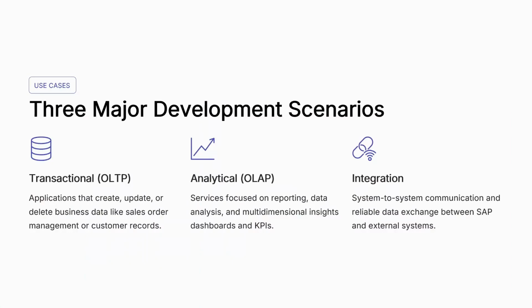So ABAP Cloud supports 3 main development scenarios. The first one is transactional, the second is analytical, and the third is integration. Applications that can create, update, or delete business data fall under transactional. Analytical reporting, dashboarding, KPIs, and multi-dimensional insights come under analytical. System to system communication and data exchange is nothing but integration.